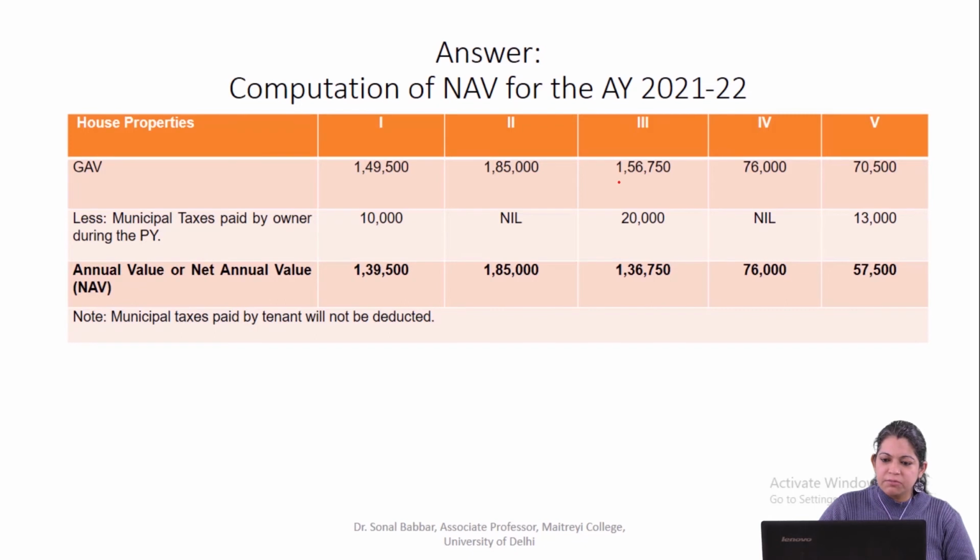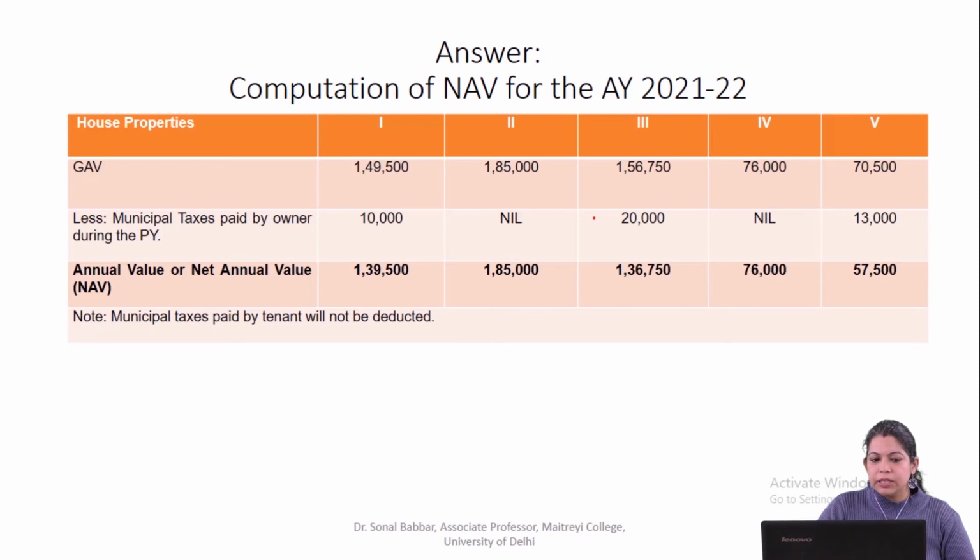Similarly, we have it for the rest of the properties. These GAV values have been borrowed from the previous example. So GAV already computed for property 1 is 1,49,500, deducting municipal taxes and getting annual value. Similarly, for property 2, 1,85,000. Although the municipal taxes have been paid in case of property 2, they have been paid by the tenant, therefore no deduction will be allowed to the owner of the house property, and this is written as nil. Therefore, the net annual value is as good as the gross annual value, which is 1,85,000.